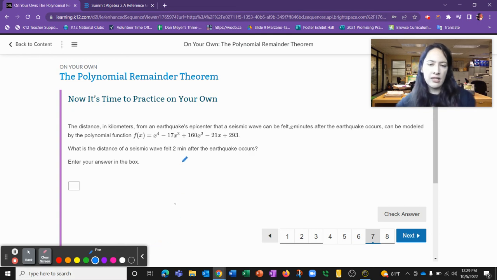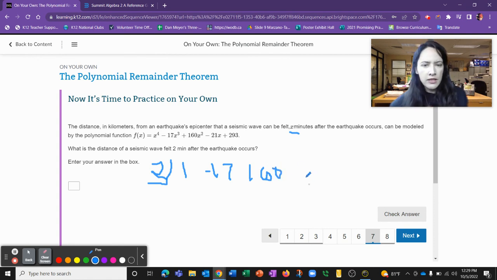I like the synthetic division. So 2 minutes, X minutes, so I'm going to write 2. And then I'm going to just write 1, negative 17, 160, negative 21, 293. So let's see if this is actually, 290, 93. Sorry for the mess, but let's do this.